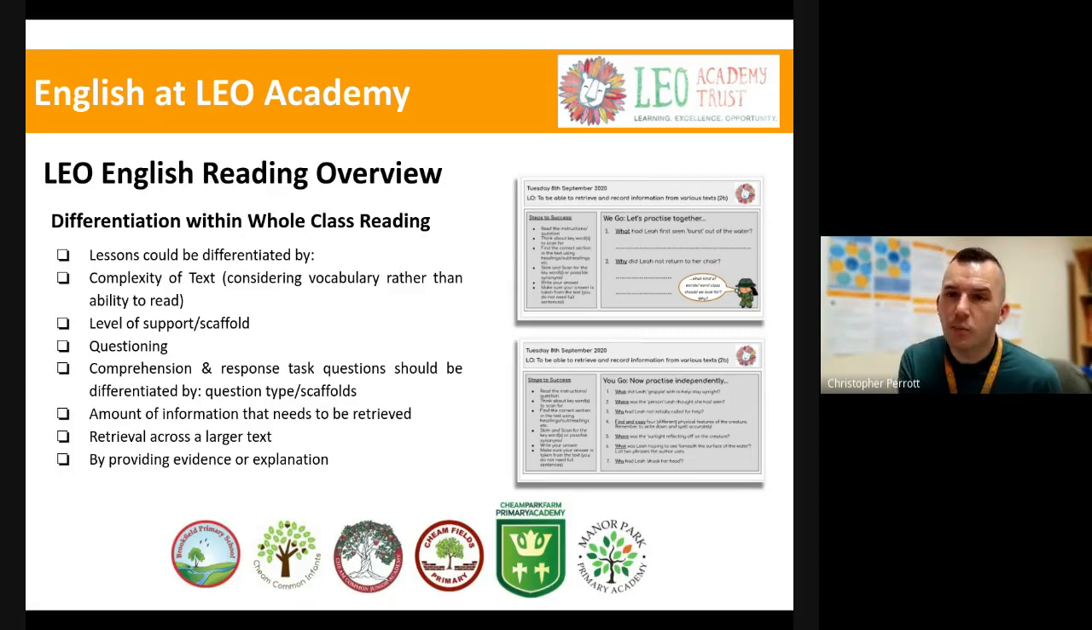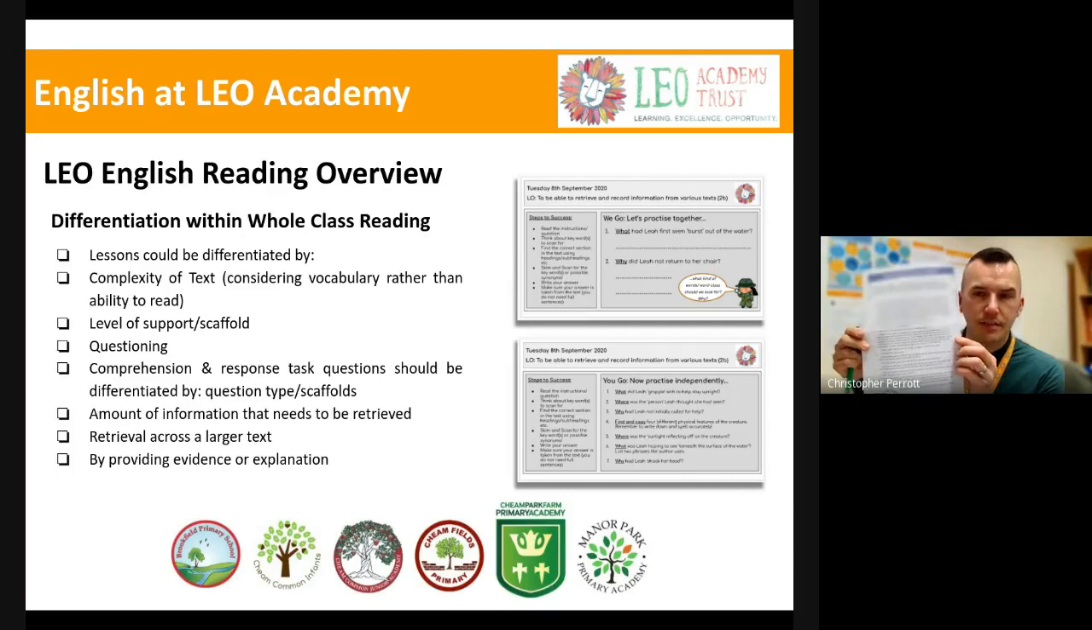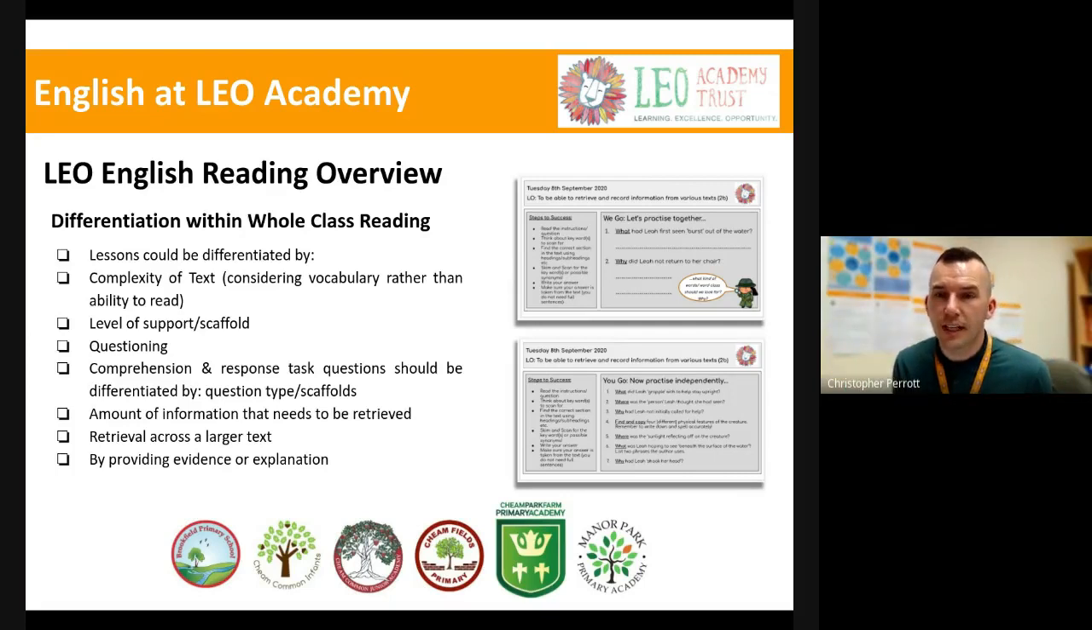And then also giving them words to use. Did it make them feel brave? Did it make them feel worried? Did it make them feel confused? You're giving them that scaffold so that they can take that and then adapt it into their responses as well. Think about the amount of information that needs to be retrieved. So again, do all children need to retrieve information from the entirety of the text? Or actually, if you want to train that child, giving them just a reduced amount as well.